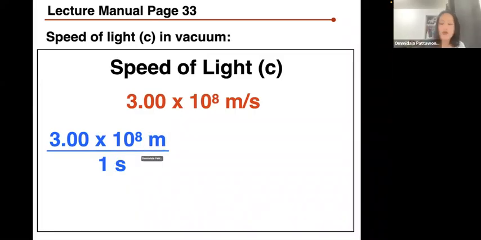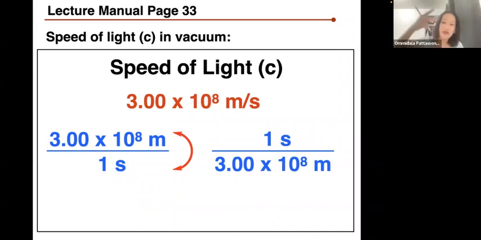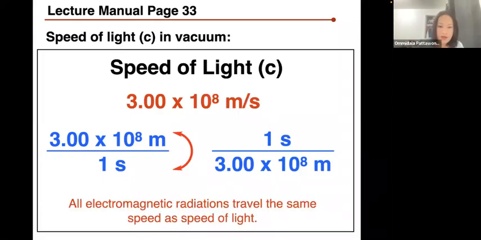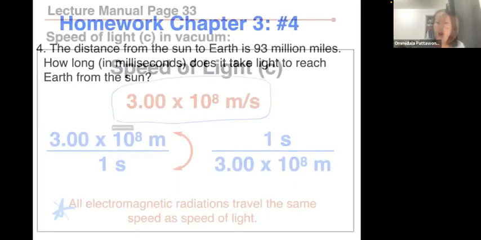Vice versa, if you want to cancel the distance to get time, you have to flip it, so that the distance is on the bottom and the time unit is on top. Therefore, it's used to figure out time if the distance is given. That means the speed of light allows you to convert between time and distance. And as I mentioned before, this is very important: all electromagnetic radiation travels at the same speed, and that is this speed of light right here. Why is that important?